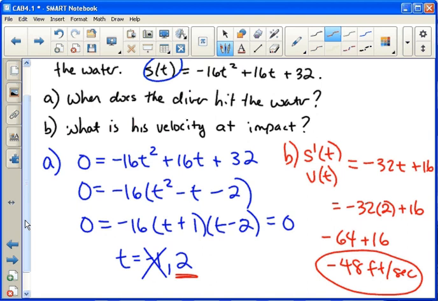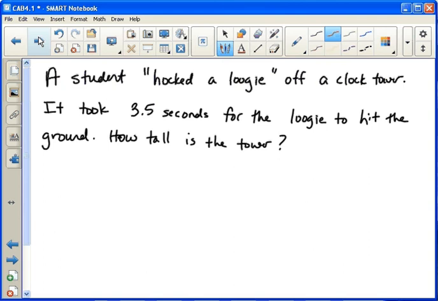Last example. A student hawked a loogie off a clock tower. It took 3.5 seconds for the loogie to hit the ground. How tall is the tower? So forgive me for the crude example, it was just meant for some laughs. It took 3.5 seconds for the loogie to hit the ground.